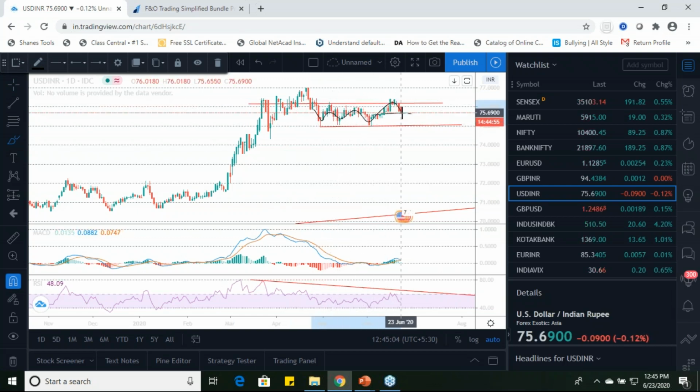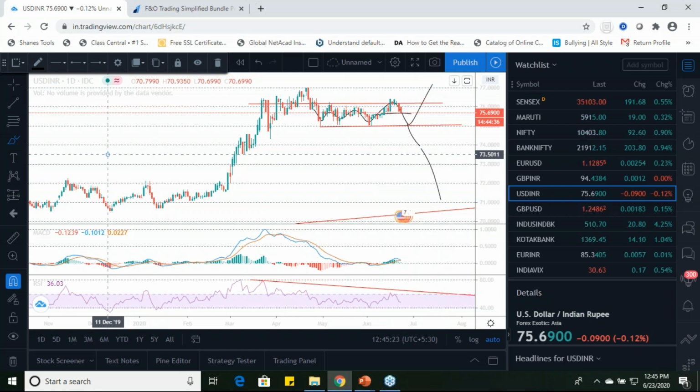So we might be seeing the currency go this way. If it breaks here, then we can see the currency get down to this level. If it takes support there and breaks on there, we can see the currency go to a new high. So that's what the currency view looks like.